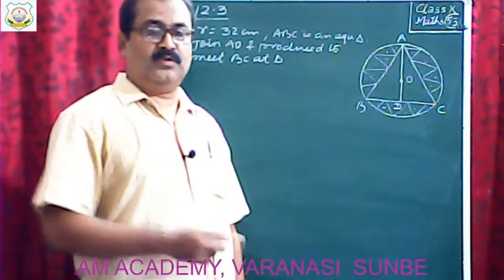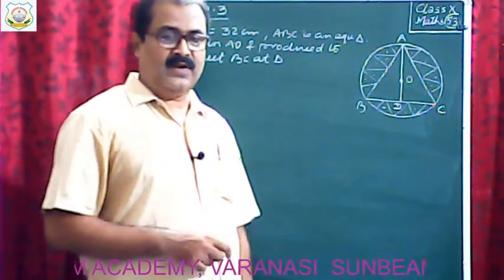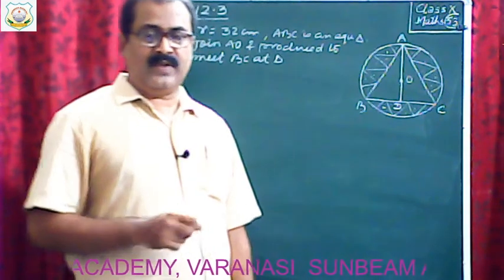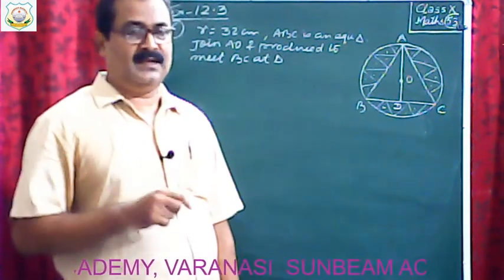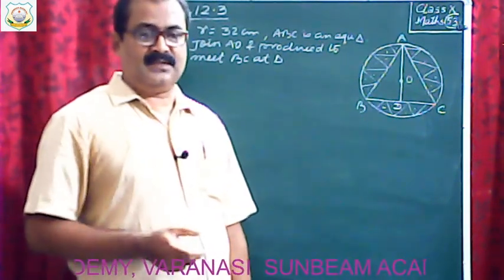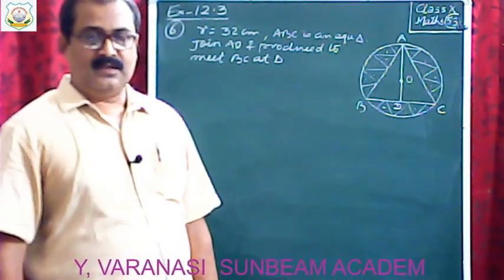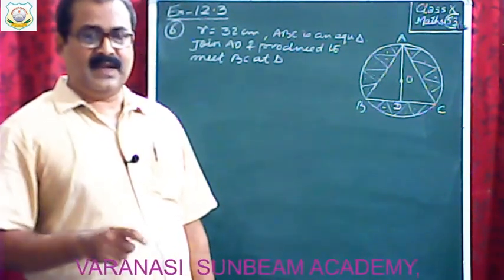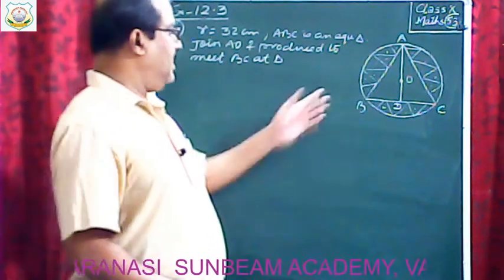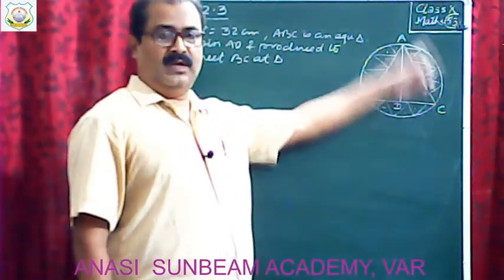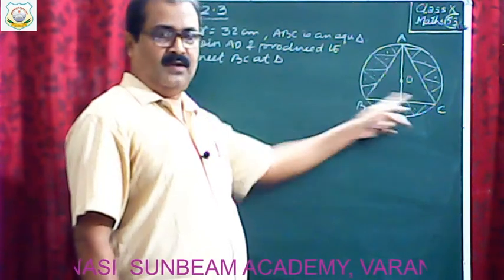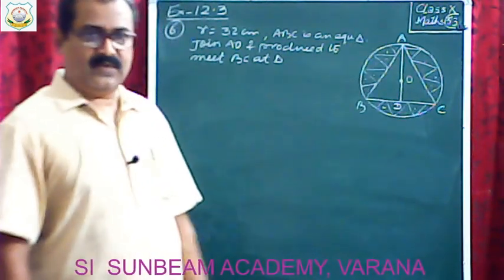AD is also altitude, meaning height of equilateral triangle. So height of equilateral triangle, root 3 upon 2 into side, equals 48. In this way you have to find a, the side of the equilateral triangle. After getting the side of the equilateral triangle, area of design equals area of circle minus area of equilateral triangle.